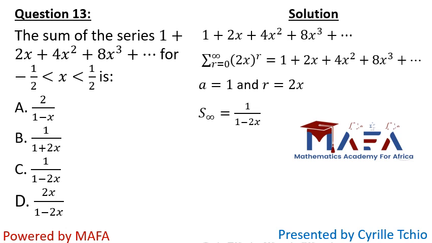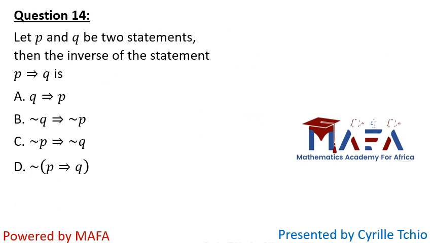So the sum to infinity is a, that is the first term, 1, all over 1 minus the common ratio, 2x. So you have that sum to infinity. The answer is C. That's all for this question. Moving to question 14.